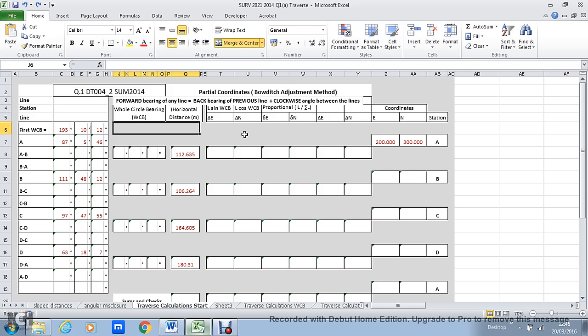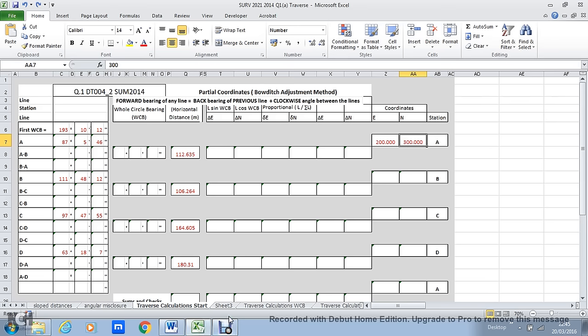We have our angles here, A, B, C and D. We have our first whole circle bearing, and we have the horizontal distances in here, and finally we have the initial coordinate of the first point A, the easting and the northing.